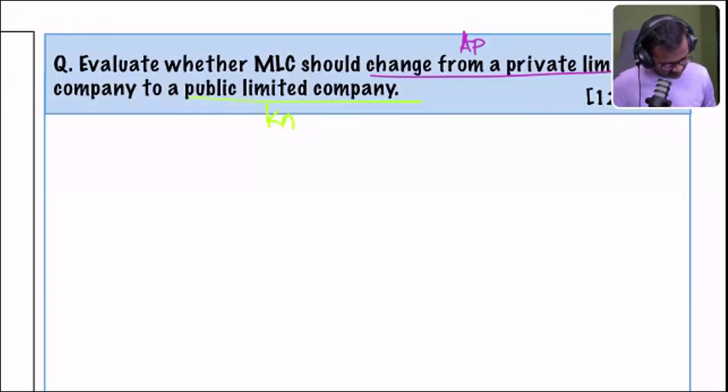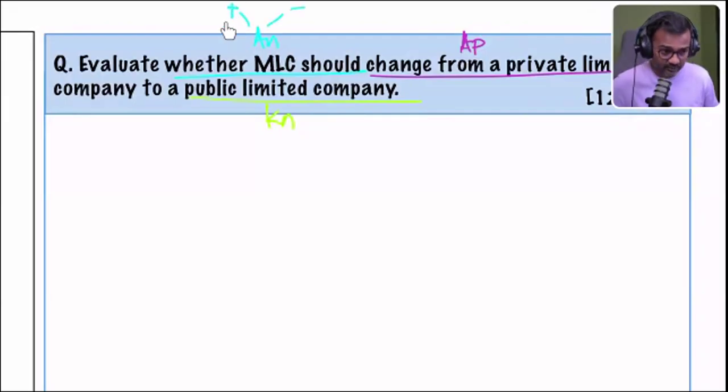What's analysis? There's only a few words left. Literally, there are 4 words left. So whether MLC should change or not, right? And what that simply means is tell us how they will benefit.